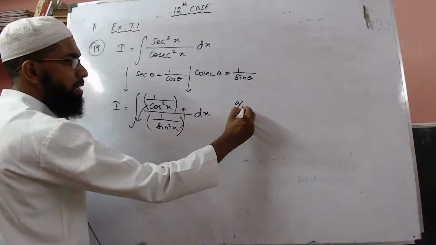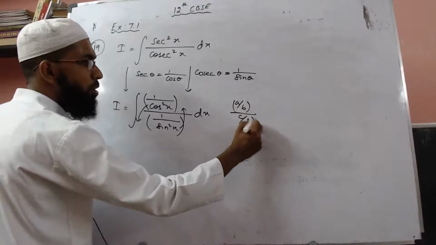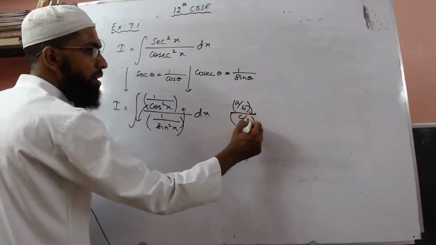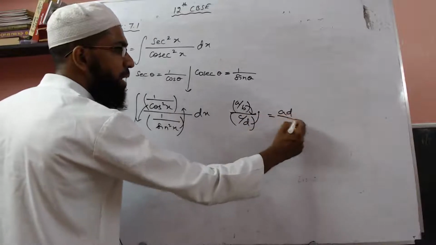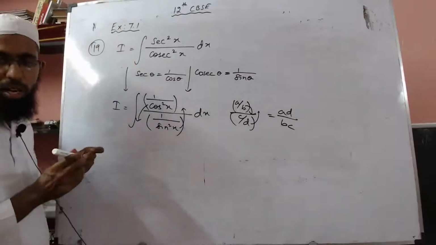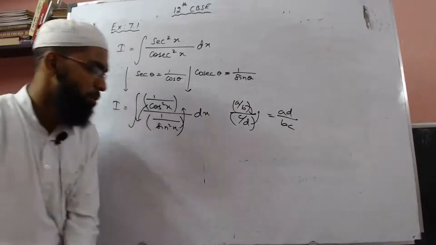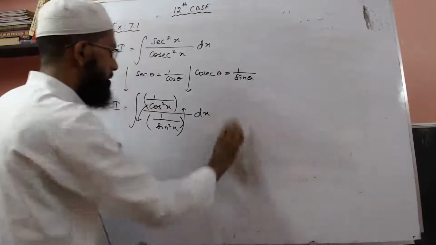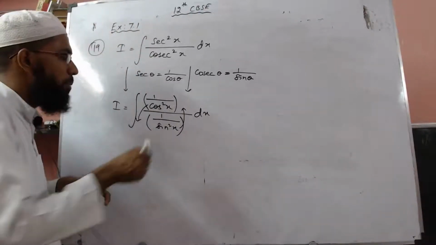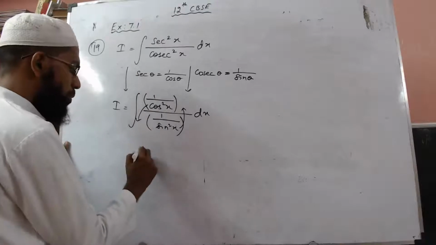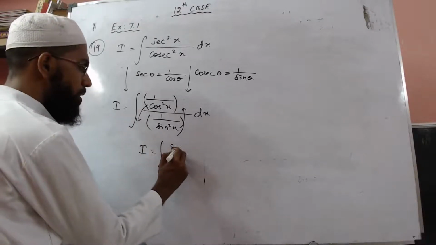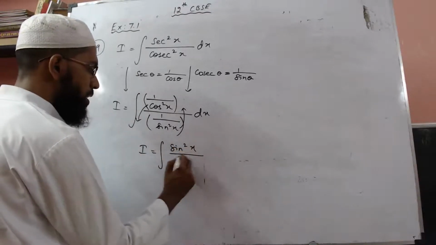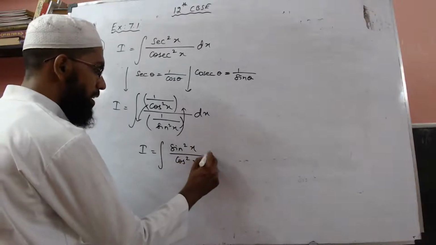If it is a by b divided by c by d, what we will do? We'll bring this b down and d up. So we'll write it as ad by bc. The same procedure I'm doing here. So if I take this to the numerator, it will become sin square, so I equal to integral of sin square x by cos square x dx.